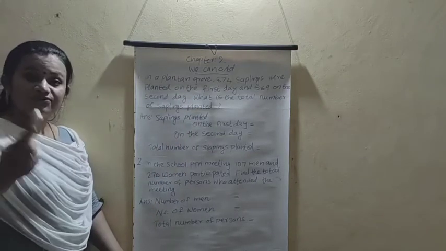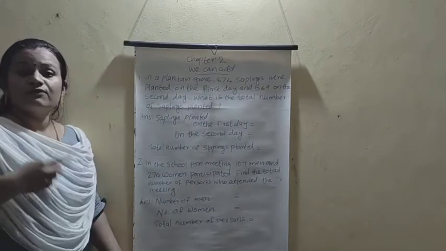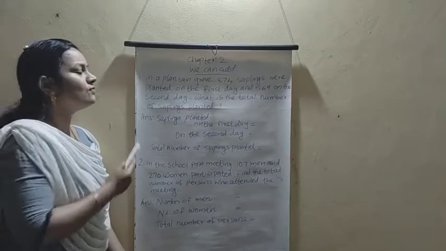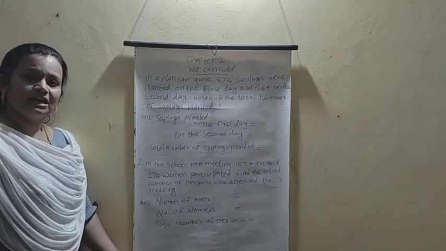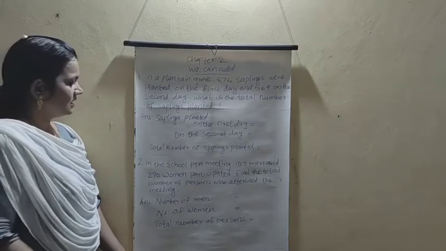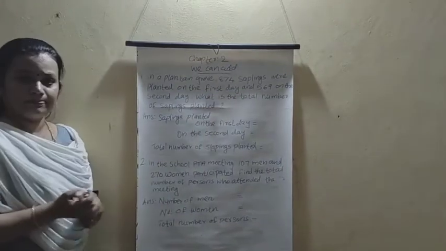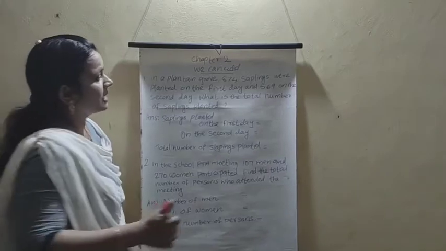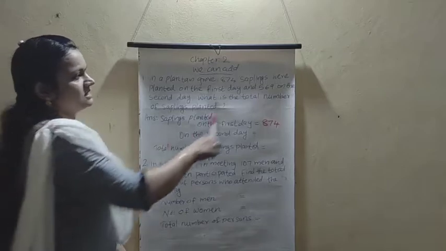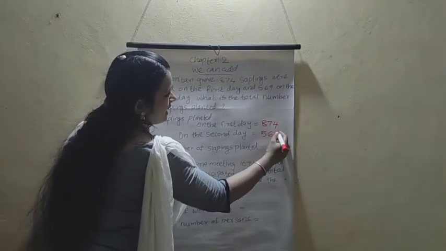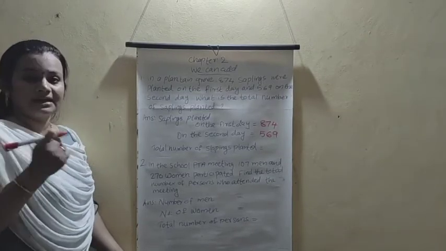874 on the first day. On the second day, how many? 569. We want to find out the total number of saplings planted. Okay, how do we find the total? Do the addition. On the first day, how many saplings were planted? 874. On the second day? 569. Then we want to find the total number of saplings planted.